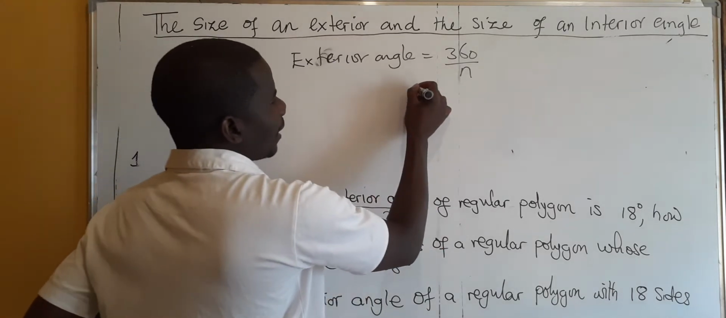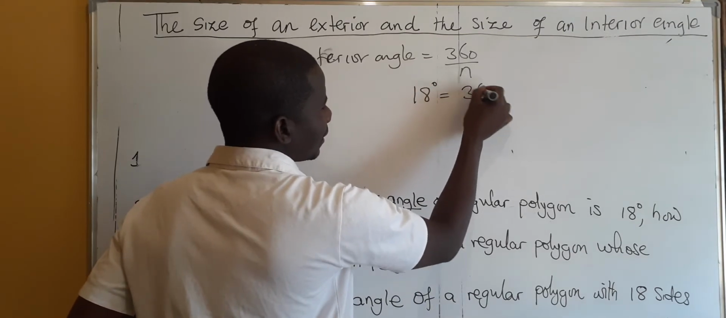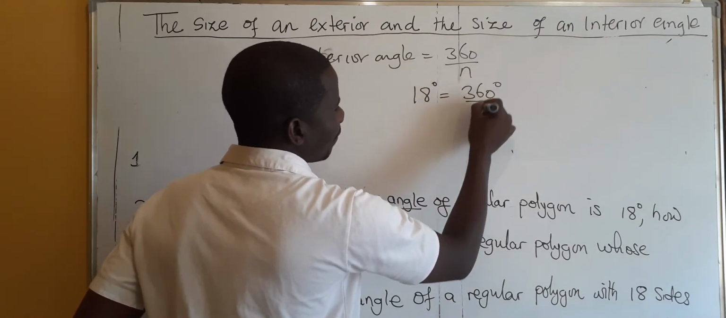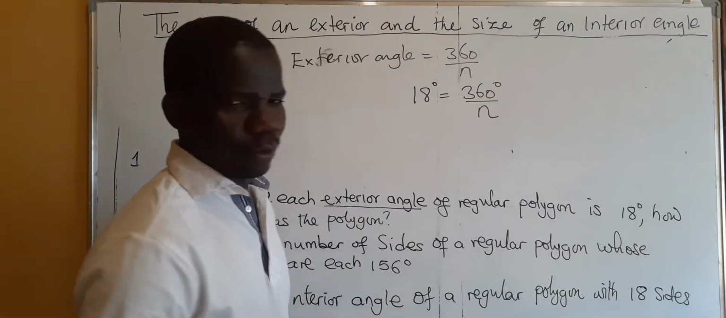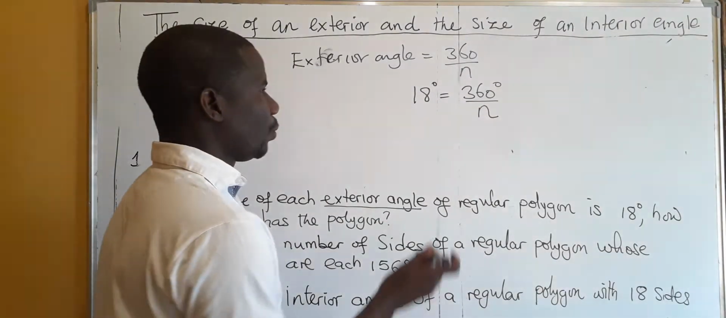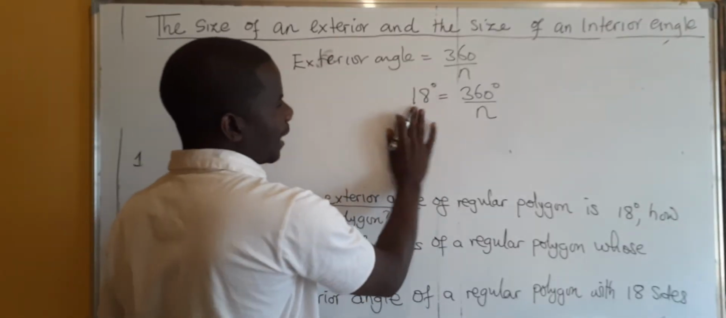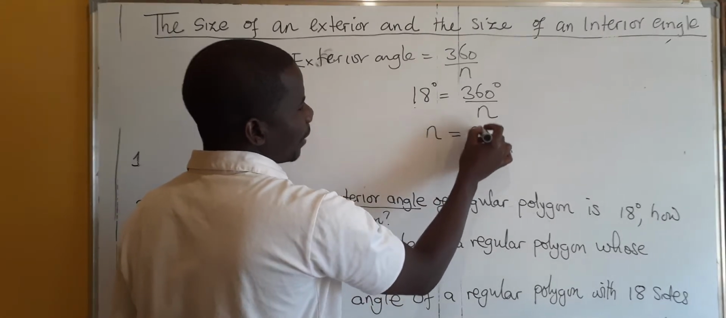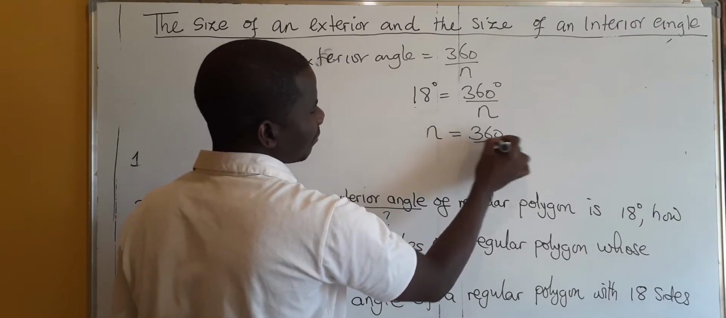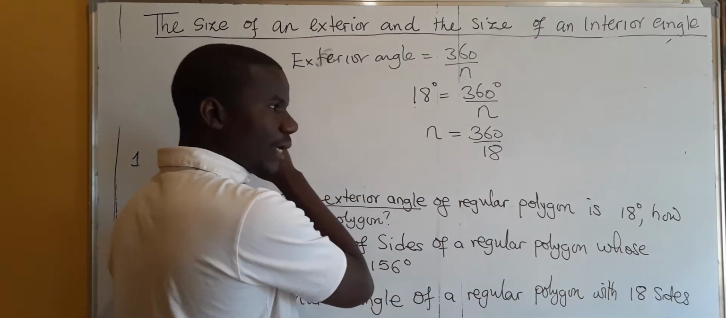The exterior angle has been given as 18 degrees, which is equal to 360 over n. So n is what hasn't been given. We want to find the number of sides. What do you do? This is why we say you cross multiply, isn't it? When we cross multiply, n comes here, then we have 360 divided by 18. So we need to work out this one.